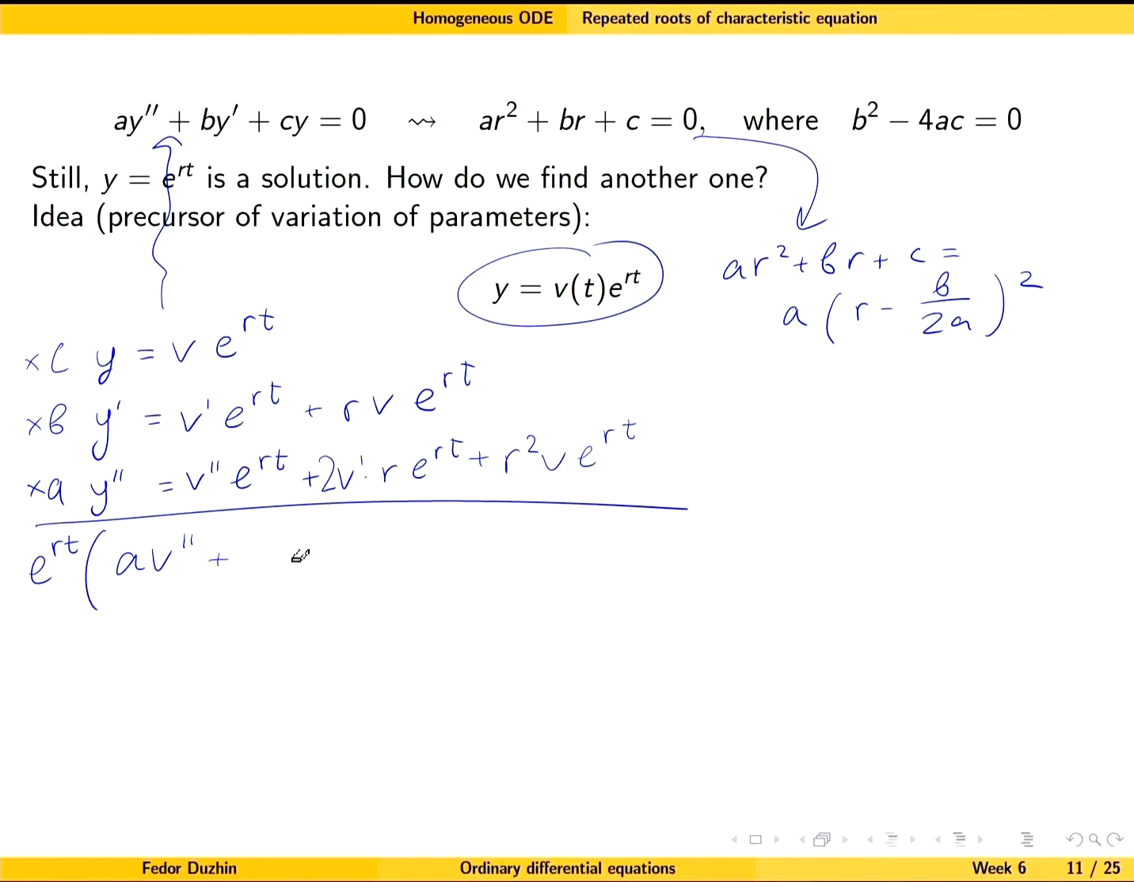You know what, let me do it differently. Let me combine all terms with v double prime first. There is just one term with v double prime. Plus, let me combine all terms with v prime. And so for v prime, we have b from y prime and plus 2 r times a from y double prime.